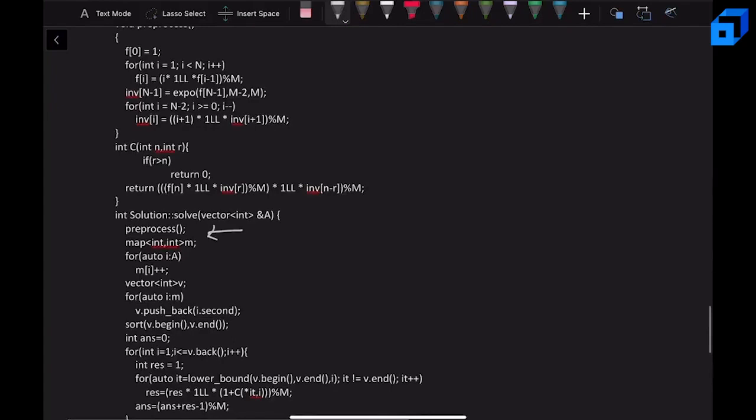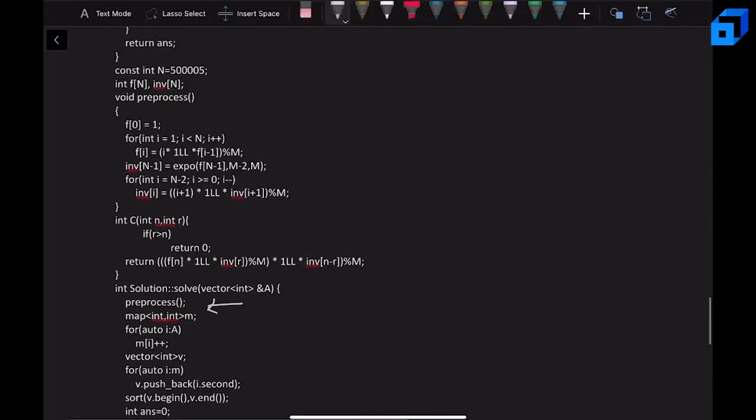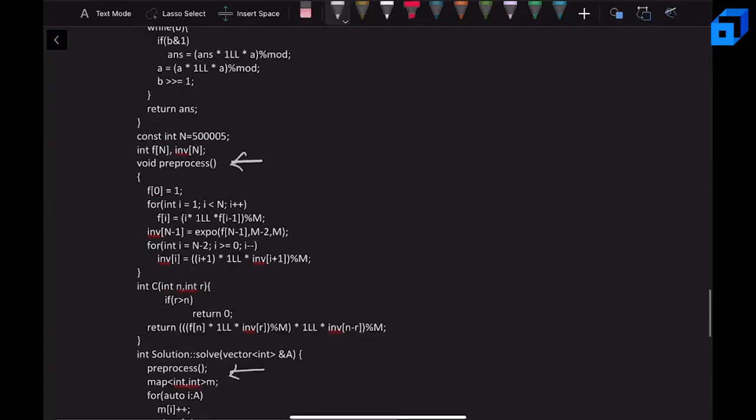So we'll actually look at the code to make all the ideas combine and make it more clear. So here our solution starts. We'll pre-process, that is, we will calculate the factorials and inverse factorials. So in our pre-process, we store an array f, which is the factorials, and an array inverse, which is inverse factorial. So f of 0 is 1, because we know factorial of 0 is 1. And now we'll iterate from 1 to n and assign f of i as i into f of i minus 1, because that's the definition of factorials.